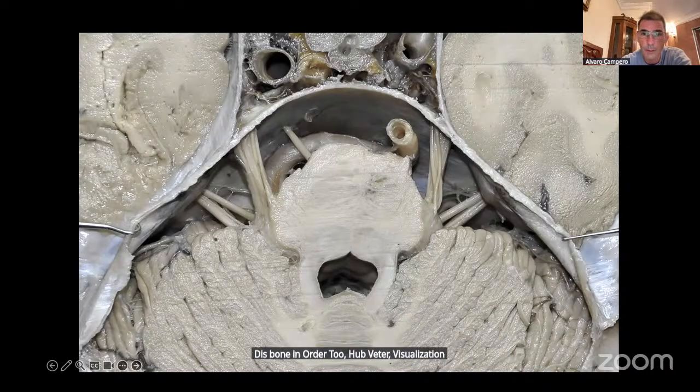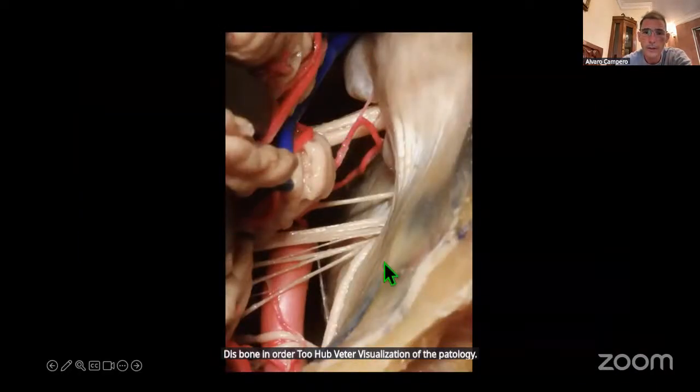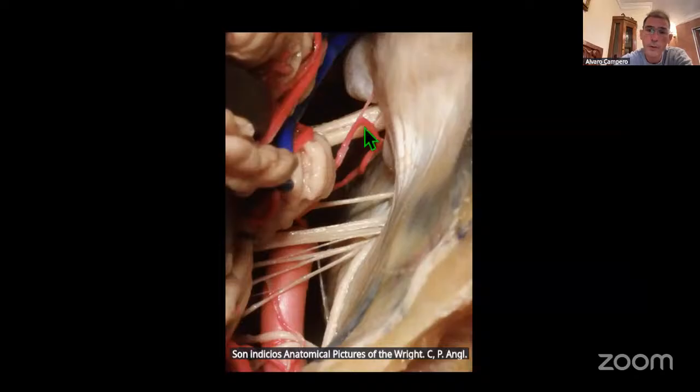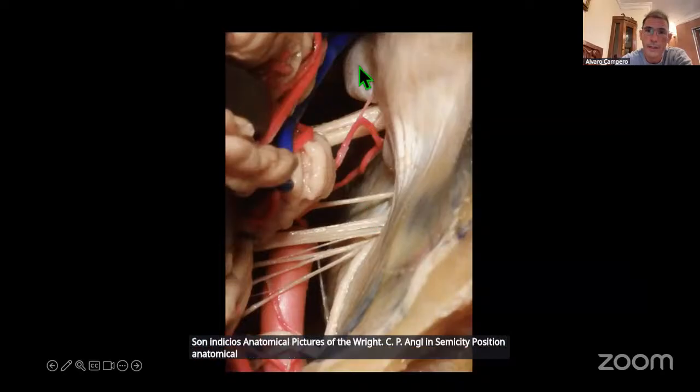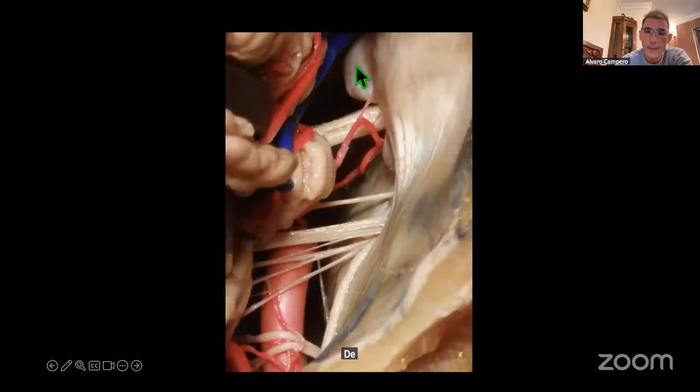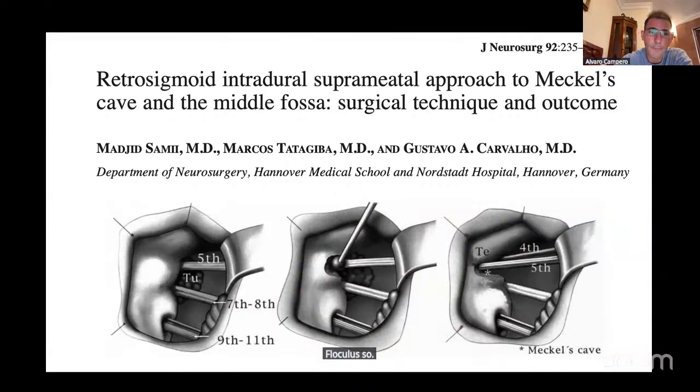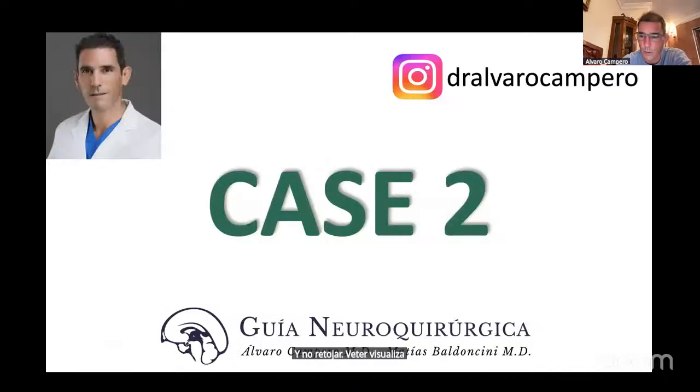visualization of the pathology. So in this anatomical picture of the right CP angle in a semi-sitting position, an anatomical view, we can see the vein, the suprameatal tubercle, 7 and 8 cranial nerve, the ICA, and the lower cranial nerves, and the vertebral artery, and this is the flocculus. So sometimes we have to drill this suprameatal tubercle in order to have a better visualization. I will show some cases.